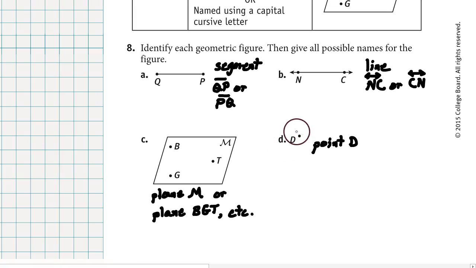And last, what we have here is point D. If you only write a capital letter in geometry, then we understand that to mean a point.